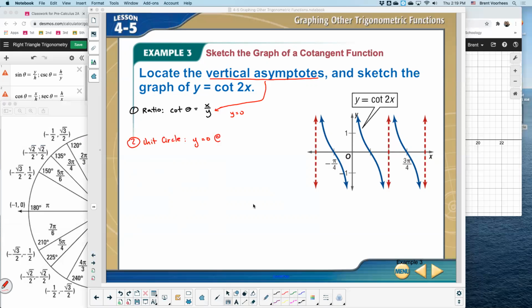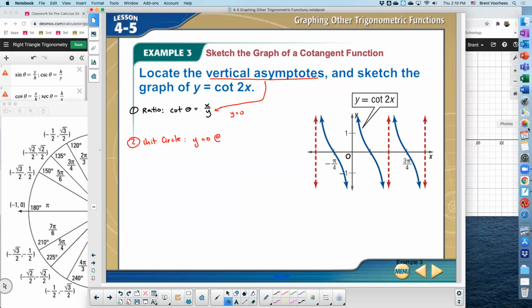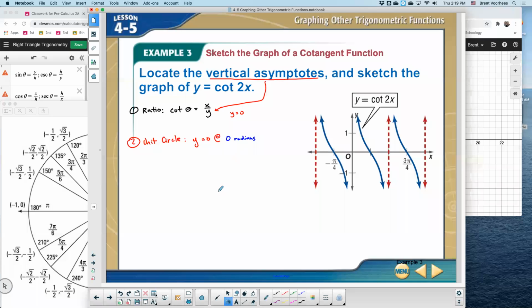So I'm going to take 0. And so we're not confused here, it's 0, and that is in radians. So y equals 0 at 0 radians, if you want to write that out. You don't have to, but it's at 0 radians, just so you know that I'm talking about an angle there. Okay, so step 3. Now I apply my horizontal transformations.